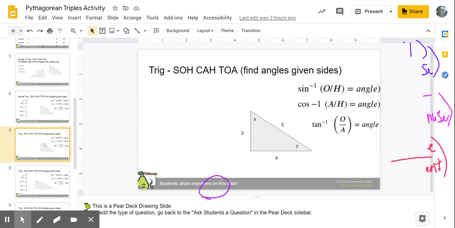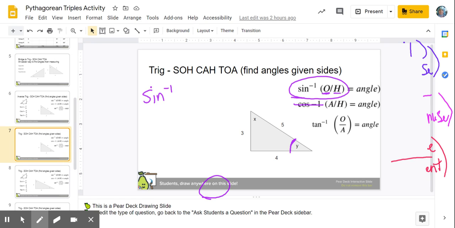Let's find a different side this time. So we used cosine last time, right? So let's not use that one. And we used X, so let's use Y. So do we want to use sine or tangent this time? Let's use sine, okay? So we'll do sine -1 because we're finding an angle. And we want O and H.